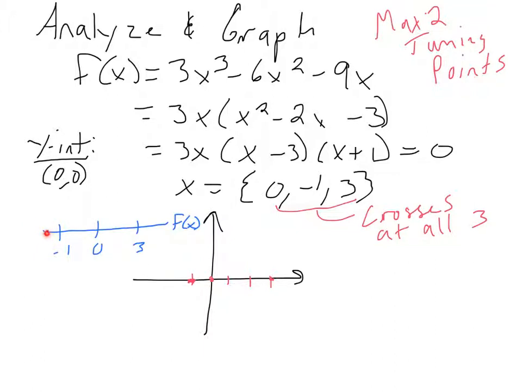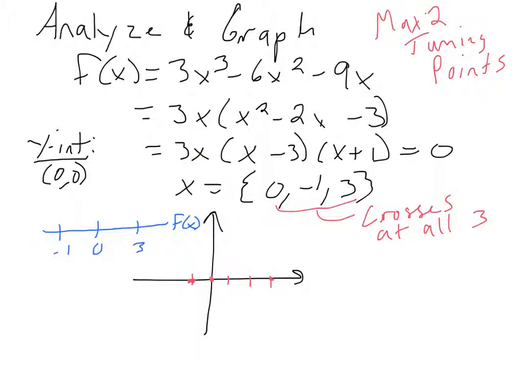To the left of negative 1 could be negative 2, right? And negative 2 is going to make this positive, and I'm going to look at the fully factored version of this. That's going to make this positive, this negative, and this also negative.